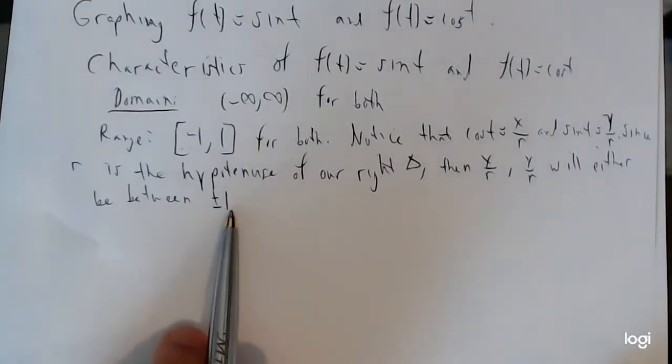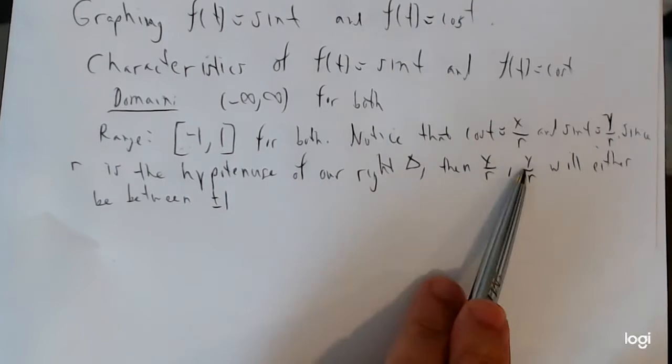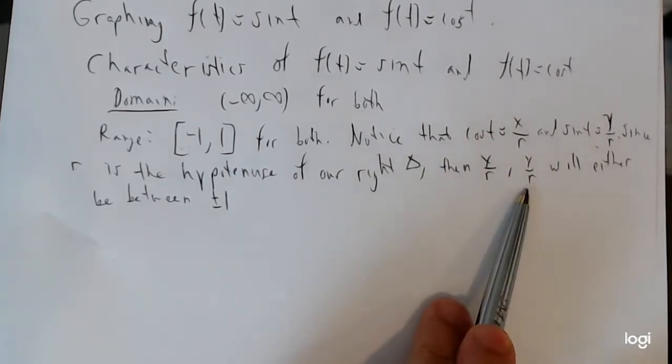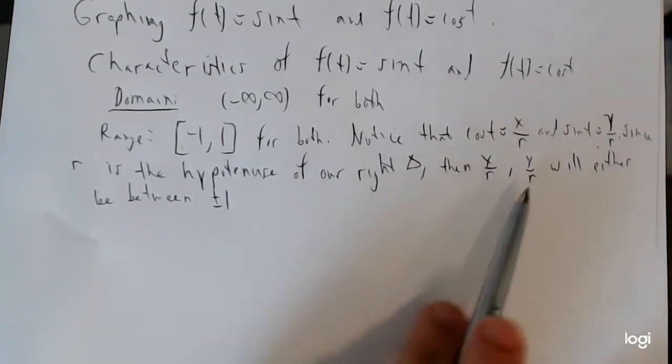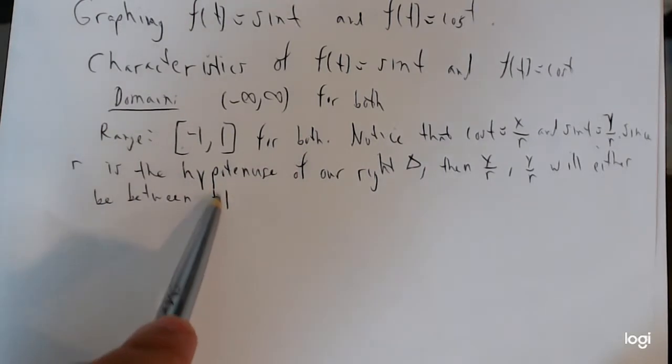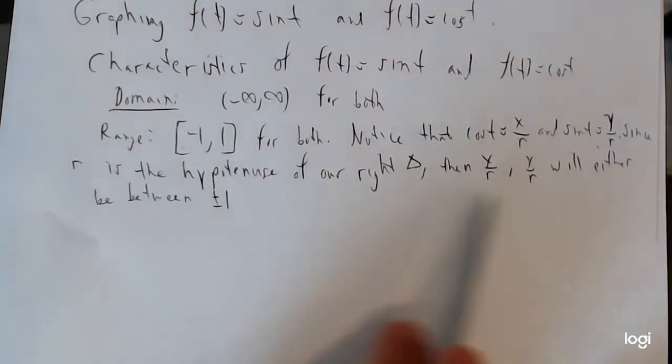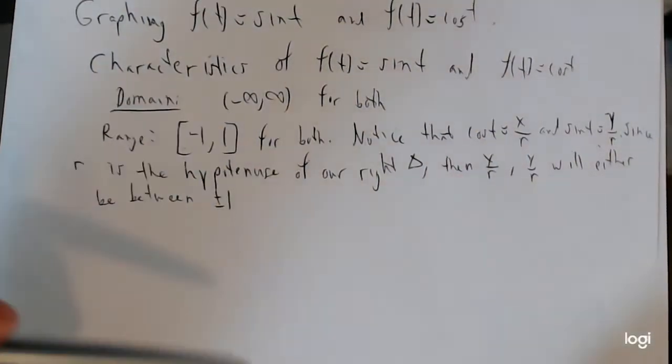That's when we have our right triangles, because what do I know? X and y are both going to be smaller numbers than r. So if x and y are smaller than r, what do we know? Our number is going to be between plus or minus 1, and it'll be in the negatives if x and y are negative, okay?